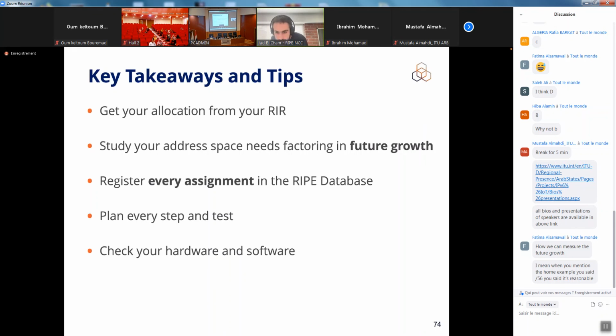I mean, when you mentioned the home example, you said /56, you said it's reasonable. Yes. Okay. So that's a practical question. Yes, because the /56, in other terms, you're giving the house 256 different subnets, right? Can you imagine that in a house you will be running more than 20 services? It's highly unlikely, right? I'm telling you, in my house, and I'm a hardcore network engineer, I don't have more than 15 to 20 subnets depending on the services, right?